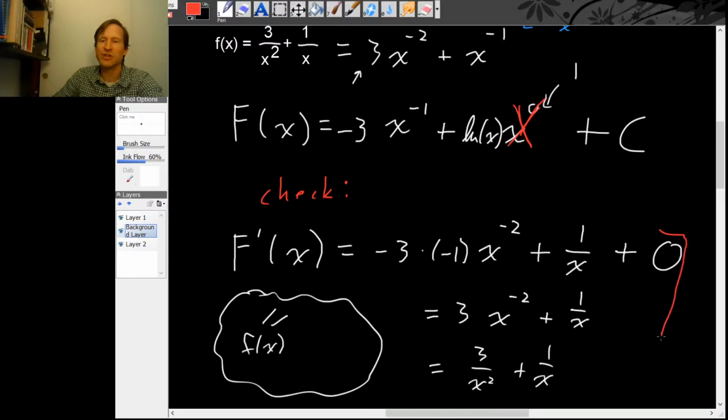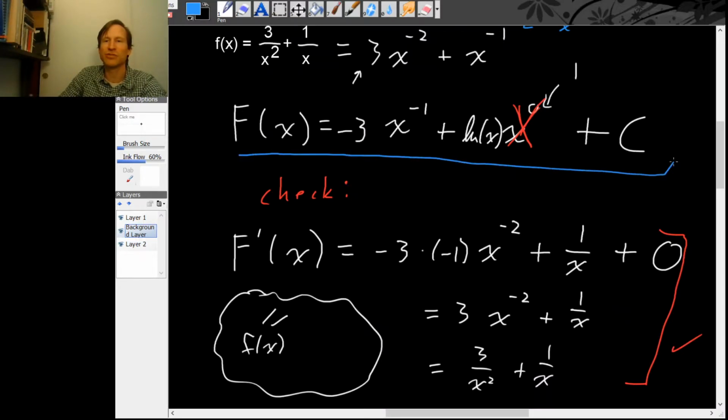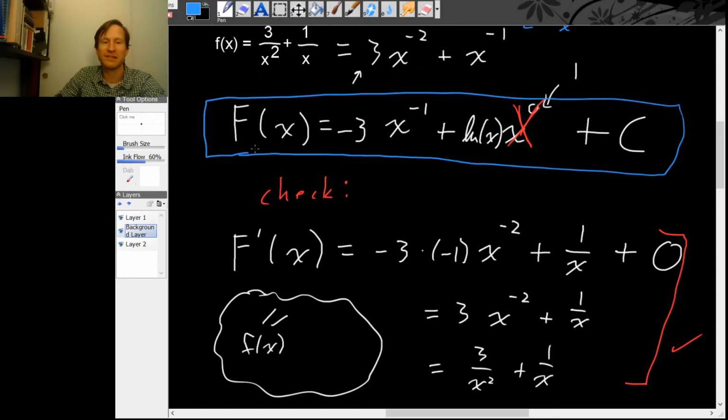So since we took a derivative and we got back to the original function, that means that this is the correct general formula for capital F of x. The antiderivative of f is negative 3x to the minus first plus natural log of x plus c.